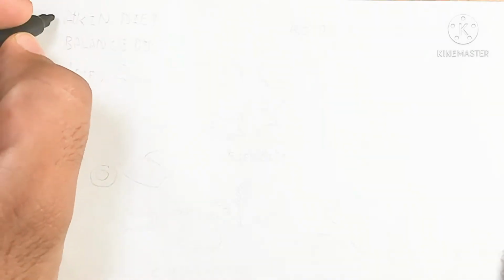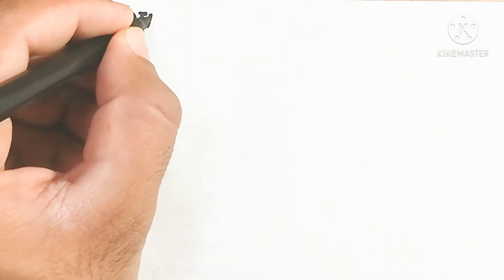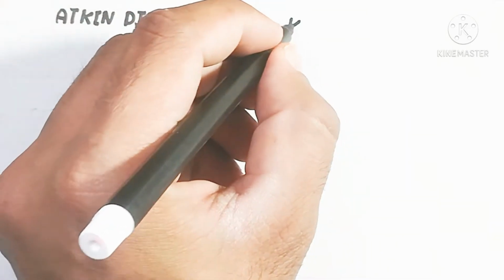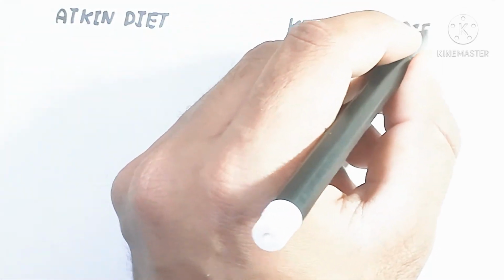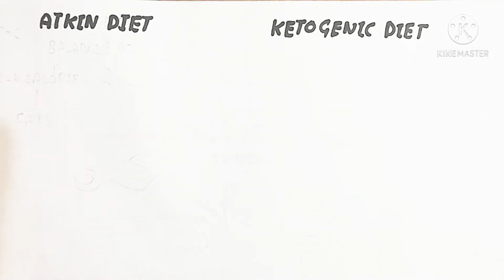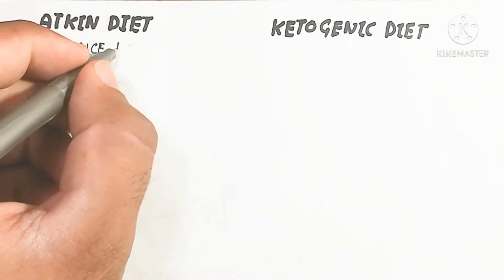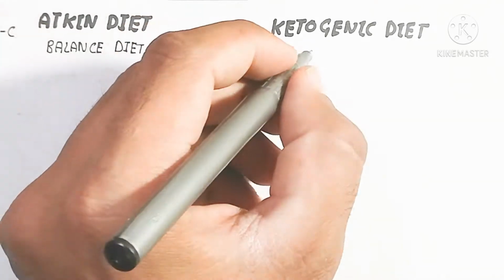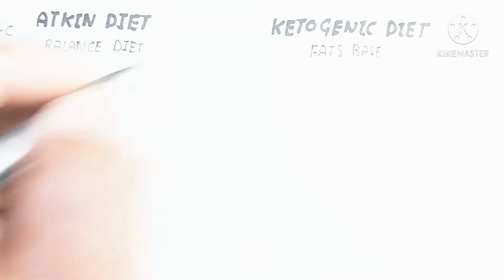So today we will discuss the ketogenic diet and its physiological aspects, and on the other hand, the Atkins diet. Both diets are equal to each other, with some slight differences that depend on the fat and protein. Both diets contain low carbs but a higher amount of fat as well as protein.